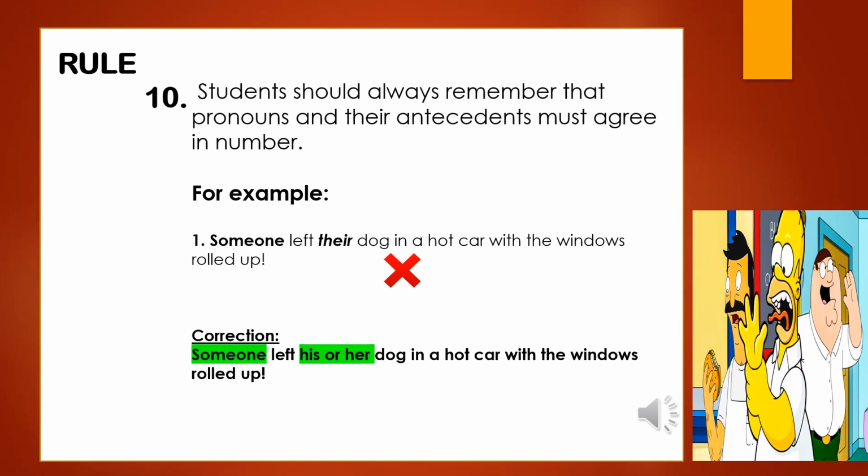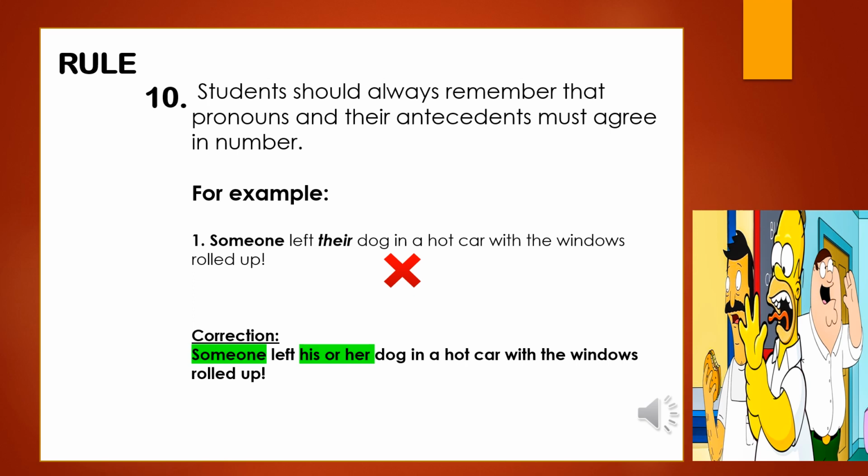Rule number 10. Students should always remember that pronouns and their antecedents must agree in number. For example, someone left their dog in a hot car with the windows rolled up. Now that sentence is deemed grammatically incorrect because the word their is incorrectly used. Okay, right?